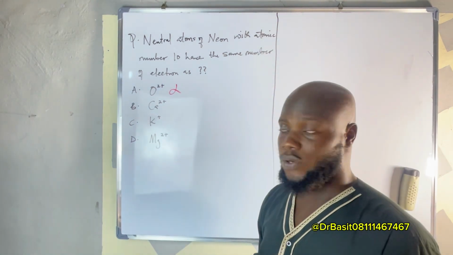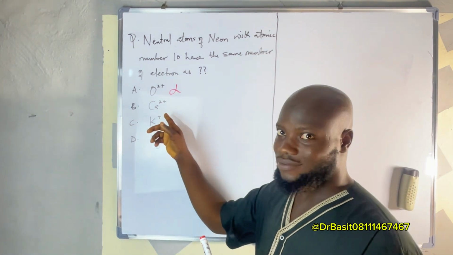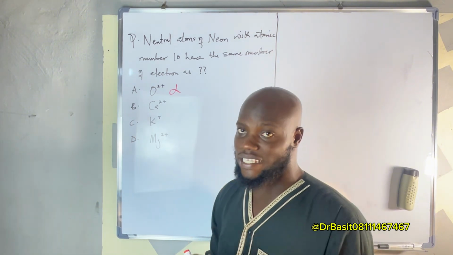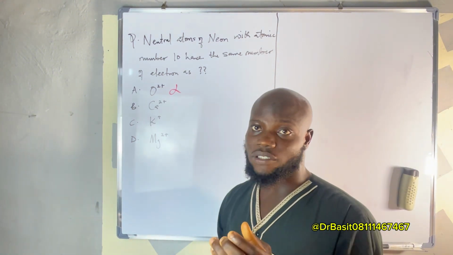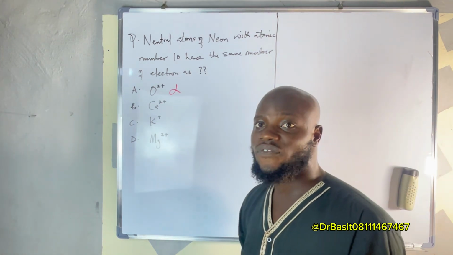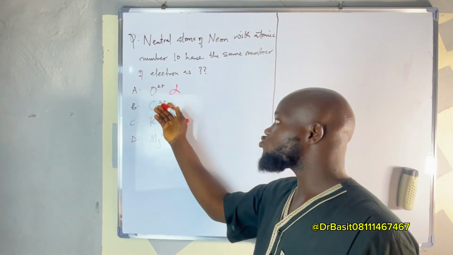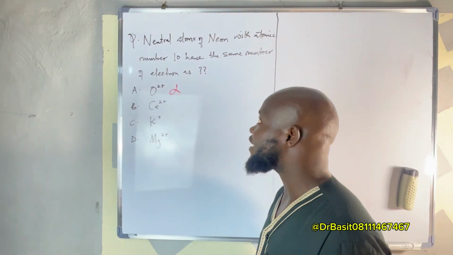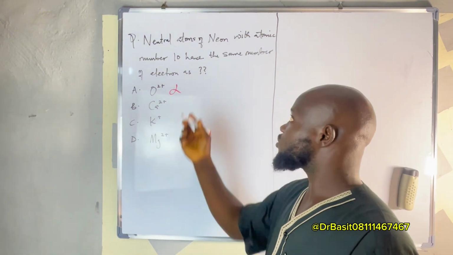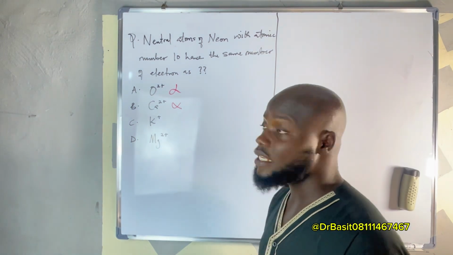Then let's look at option B, which is calcium ion. Remember, it's not an atom. Calcium has 20 electrons because it's number 20. So this 2 plus signifies that it has donated 2 of its electrons. So 20 minus 2 is going to remain 18. Do we understand? That's 18, which is not 10 electrons. That also means option B is not correct.